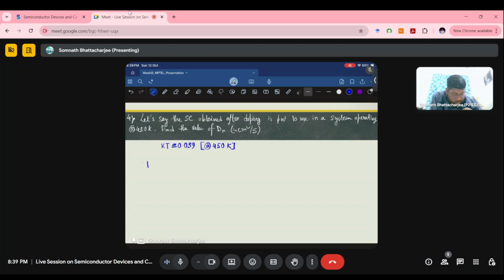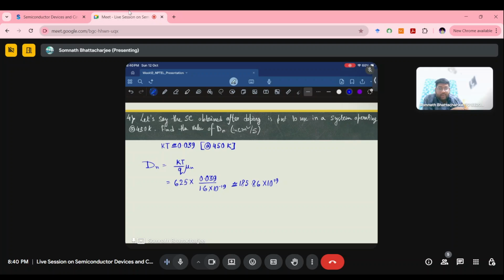Now we just have to put the value. So Dn is nothing but KT by Q multiplied by mu n. Now we have got the value of mu n as 625. So this is 625 multiplied by 0.039 divided by Q, which is 1.6 into 10 to the power minus 19. We'll just put the values. This is 625 multiplied by 0.039 divided by 1.6. So this is nothing but 185.86 multiplied by 10 to the power of 19.